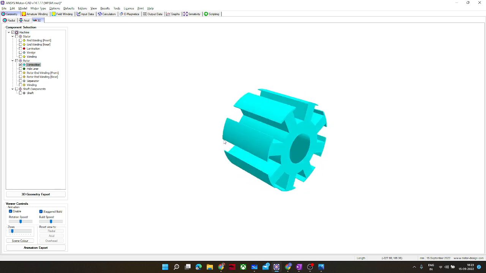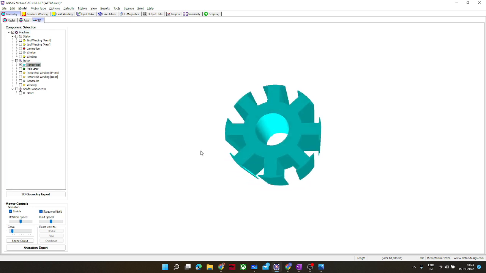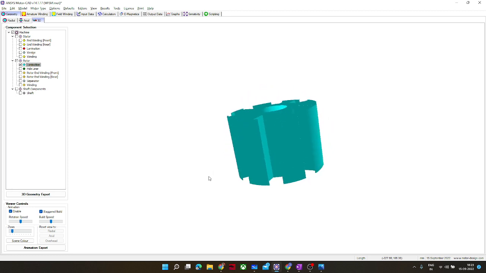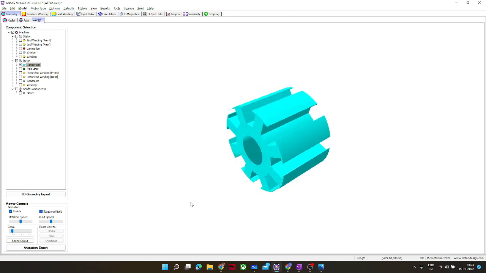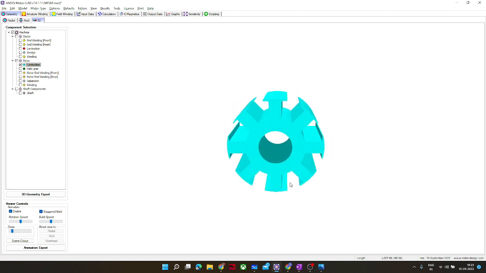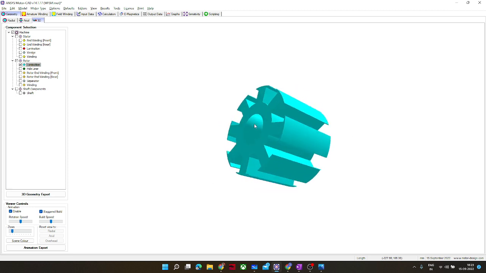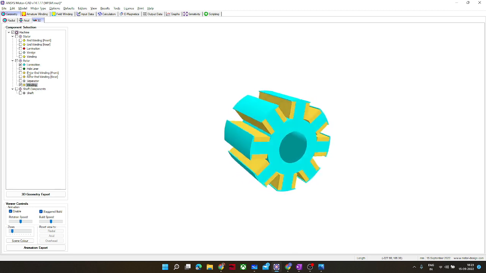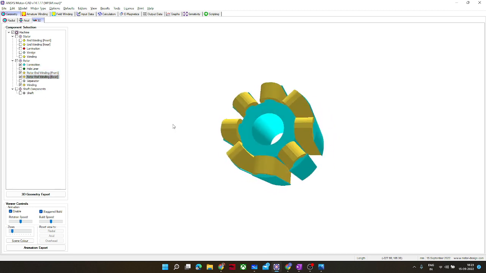So this is a typical salient pole rotor in 3D. Okay, so you've seen the 2D model. So this is how it is protruding across the axial length. So this is how rotor poles look like. And if you wound it with windings, this is how it typically looks.